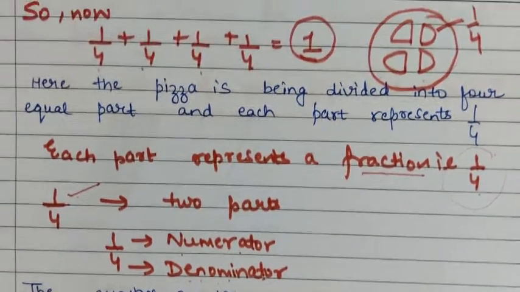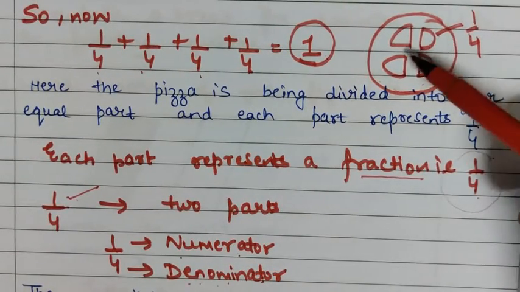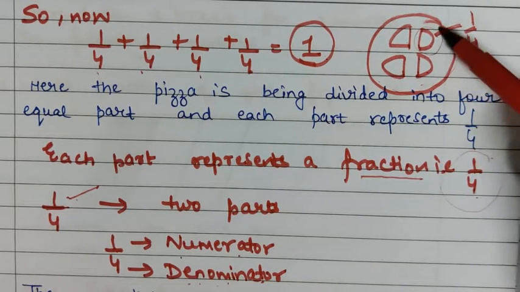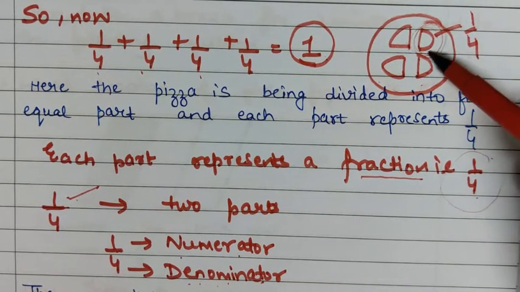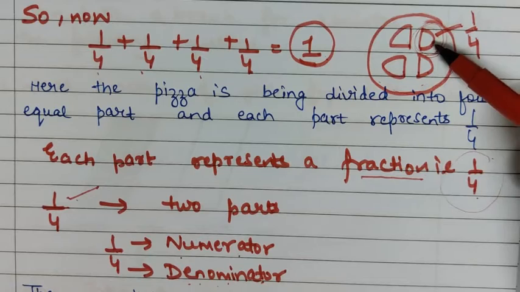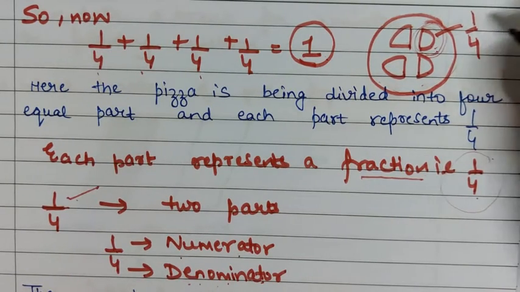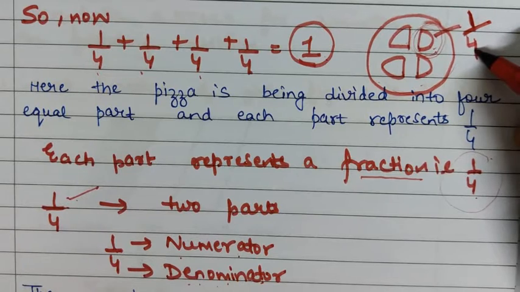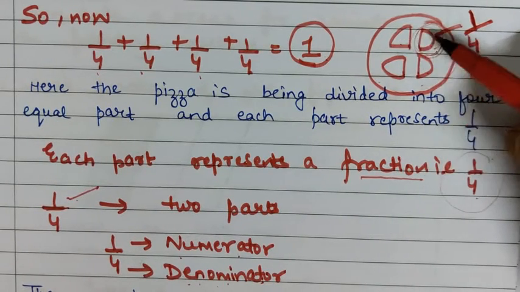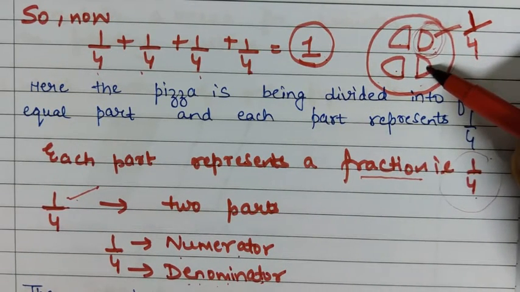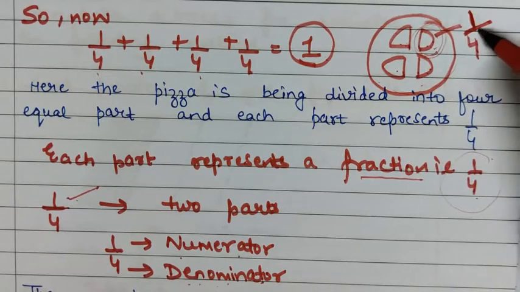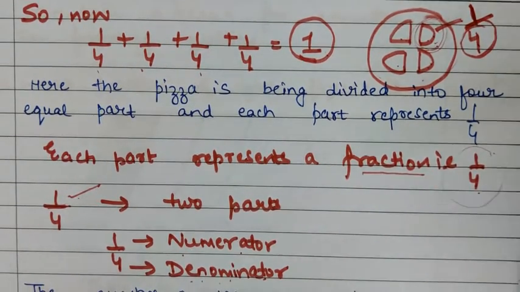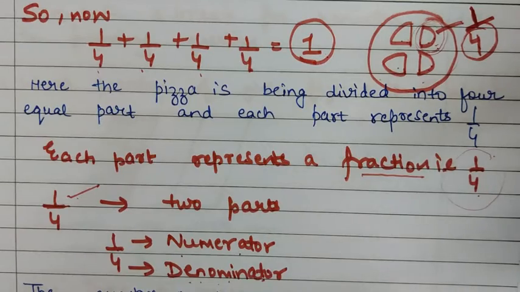Now see here, these are the 4 parts. Now if we have to write the fraction for this part, it means I am considering only one part. So in the numerator I will write 1 upon total number of parts. How many parts have you divided the pizza into? 4 parts. So that's why I have written here 4. Clear? Now let us discuss an example.